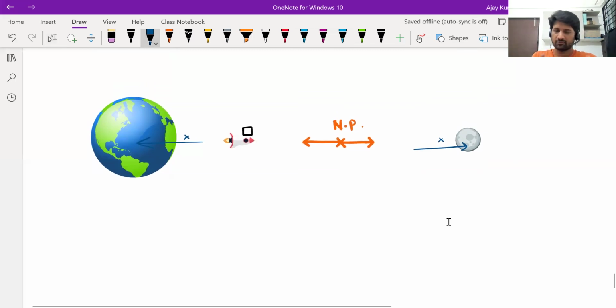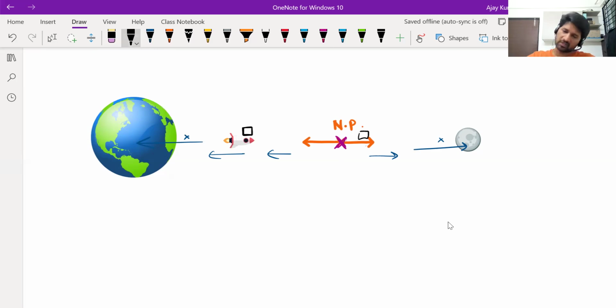Anywhere to the left of the neutral point, Earth's gravitational field will be dominating. Anywhere to the right of the neutral point, Moon's gravitational field will be dominating. So if you want to send something to the Moon, you need to ensure that it crosses this neutral point. That's all. Once it crosses the neutral point and you deliver the box on the other side, Moon will automatically pull it towards itself. Okay, that is where the neutral point matters.